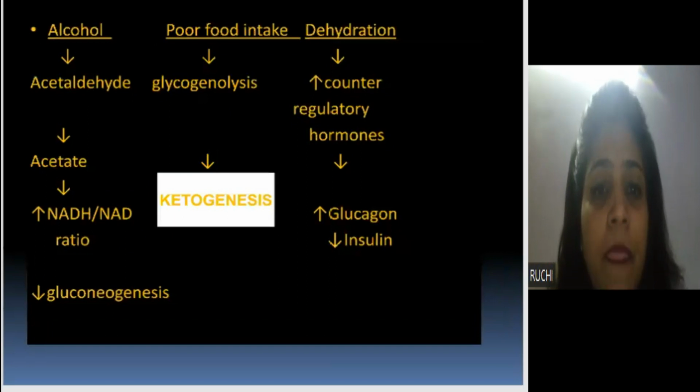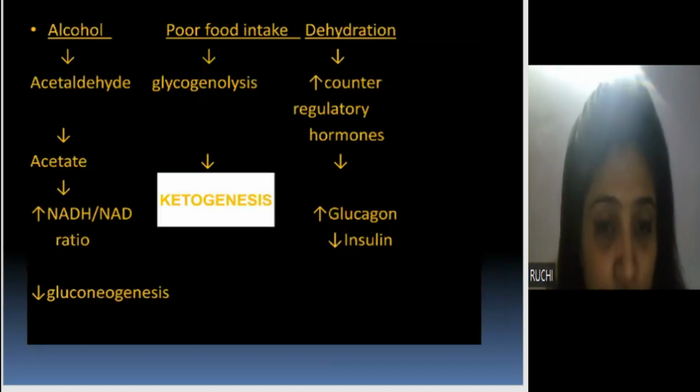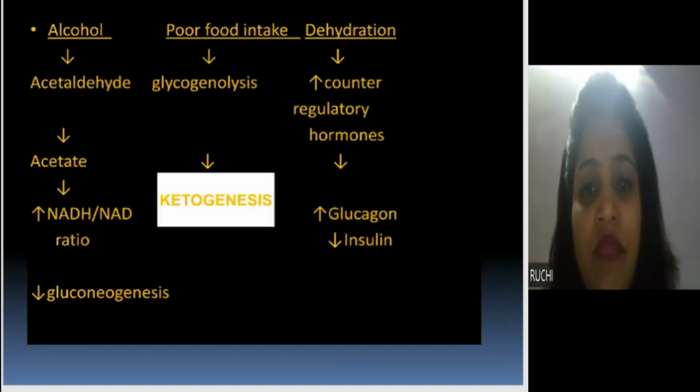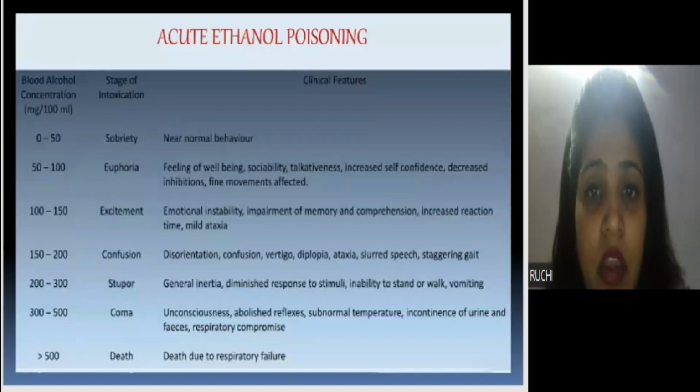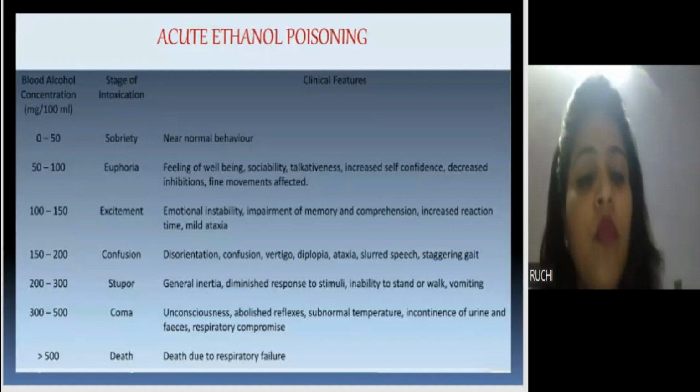So alcohol forms acetaldehyde, acetate, increases the NADH to NAD ratio, and decreases gluconeogenesis. This we have already discussed. Ketogenesis, increased glucagon and decreased insulin. Acute ethanol poisoning. With this we have already discussed the stage of excitement, stage of confusion, coma, and death.